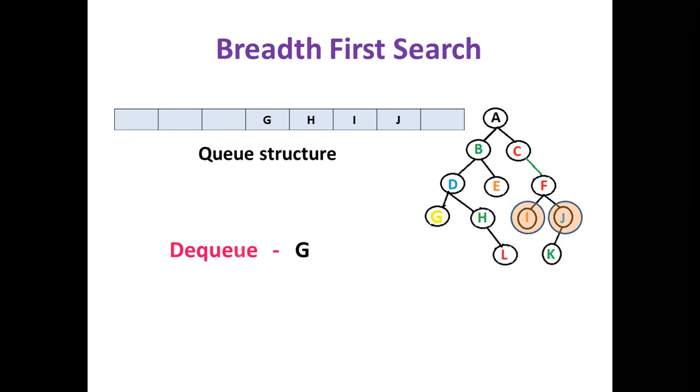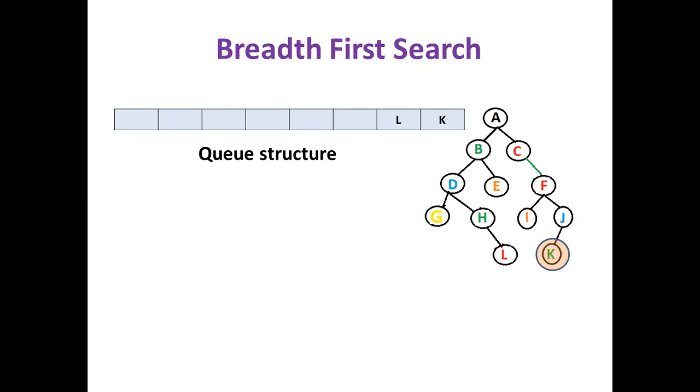Now we dequeue G. When exploring G, if G is the goal state, stop. G doesn't have any children, so we repeat the procedure. The next node to be taken out of the queue is H, and the child of H is L. L will be added to the queue. The next node to be dequeued is I. I will be taken out; there are no children for I. The next node is J. J will be taken out, and while exploring, we find the child of J, that is K. K will be added. The next node to be dequeued is L, and then K. This is how a breadth first search algorithm works.